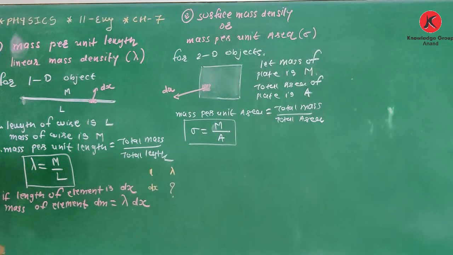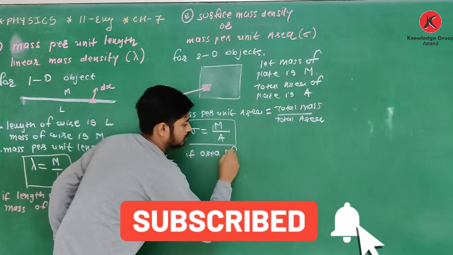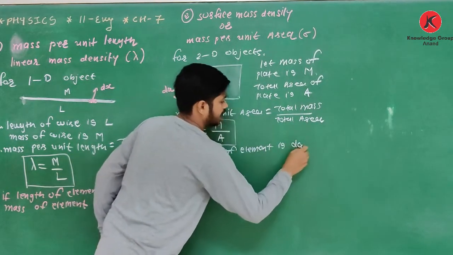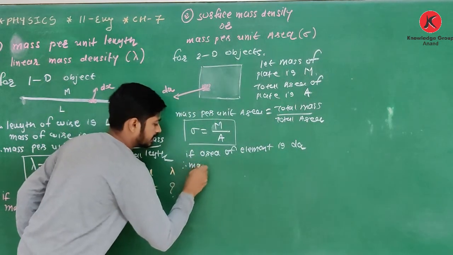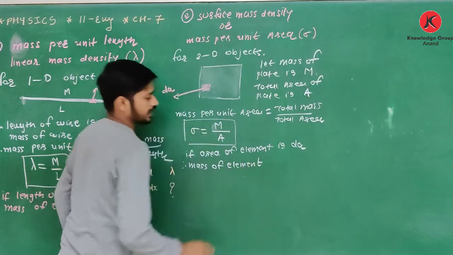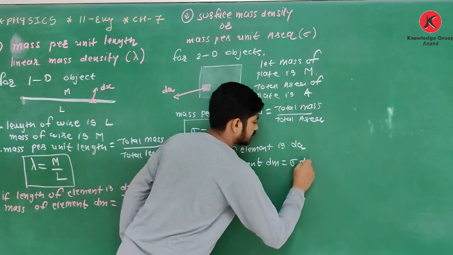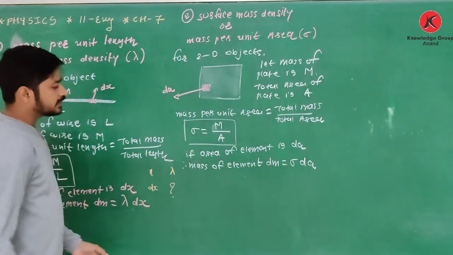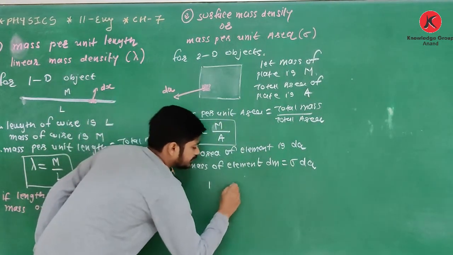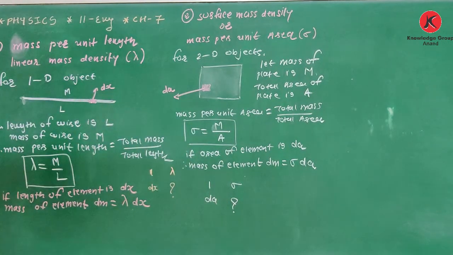So if the area of an element is dA, then the mass of the element dm is equal to sigma dA. Mass per unit area is sigma, which means if the area is one unit, then the mass is sigma. So for dA area, what is the mass? Yes, it is sigma dA.